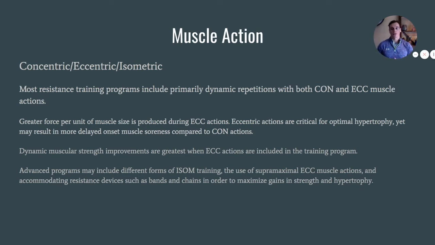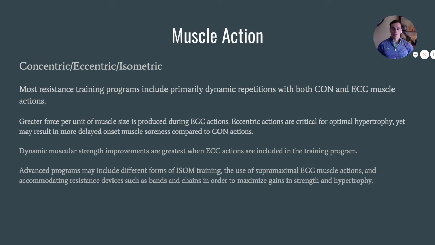You've got the concentric phase on the way up, but at the same time, you've got a lot of isometric contraction through your core, holding your body stable, keeping the bar on your back to stop you collapsing in a heap. And then obviously the same thing applies to most sporting movements. Now, the greatest force per unit of muscle size is produced during eccentric contractions. Eccentric muscle action is critical for optimal hypertrophy, but may result in more delayed onset muscle soreness compared to concentric muscle action. Obviously that's as a result of the greater force per unit as you perform the eccentric action, which leads to the extra soreness.